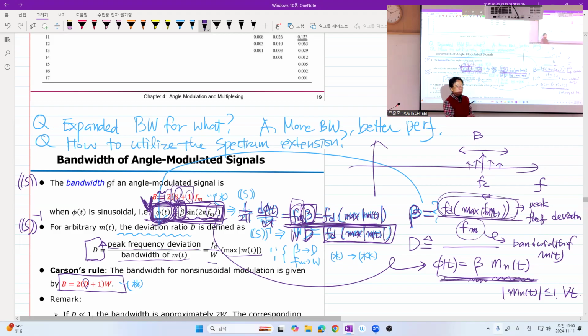Got it? So Carson's rule has two approximations. First one is that you approximate the signal to a single tone signal. That is the first thing. And you analyze. And then you make a second approximation. Hey, it seems that the bandwidth of this simplified case is what? 2 times the quantity of beta plus 1 times the frequency of the signal. Now, let's consider the general case. What is beta? Beta is the peak frequency deviation divided by the bandwidth of the message. Now, let's call it D for the general case. Now, what can we say? FM is the bandwidth.